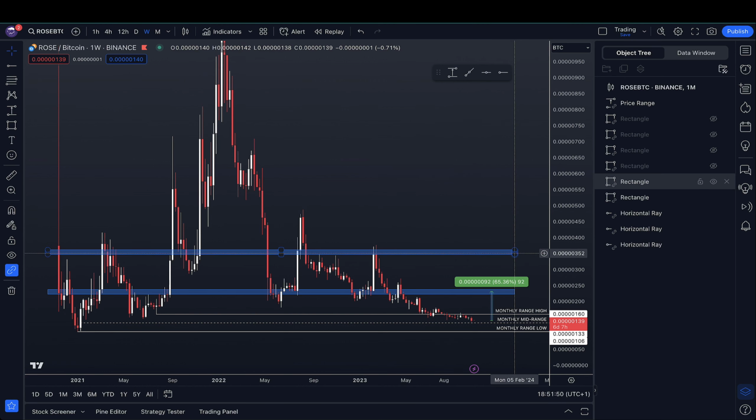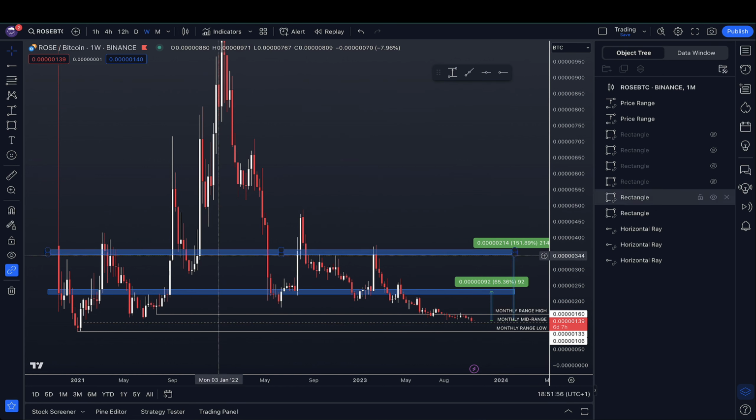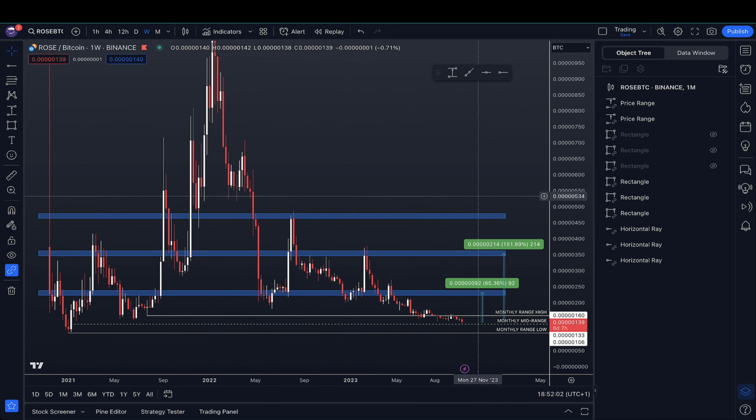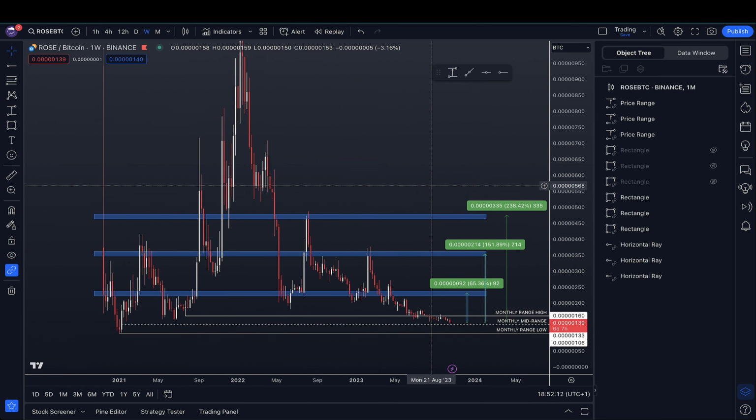Next TP at 350 sats. Let's take a look. That is a 150% move, and you can see clear level of support and resistance throughout its history. A clear and obvious level to take some profit there. Next level, another clear and obvious level at 470 sats. Let's take a look, and that is coming in at around 238% return.